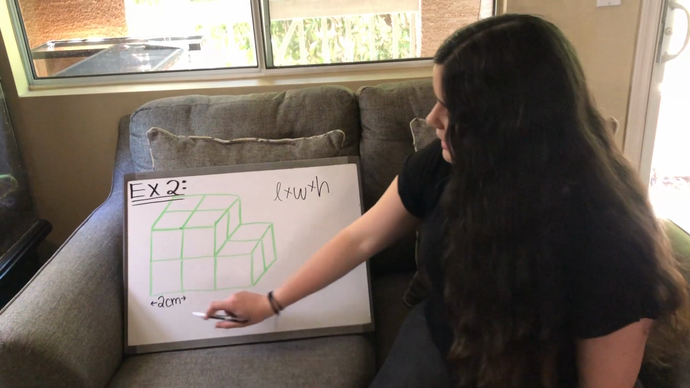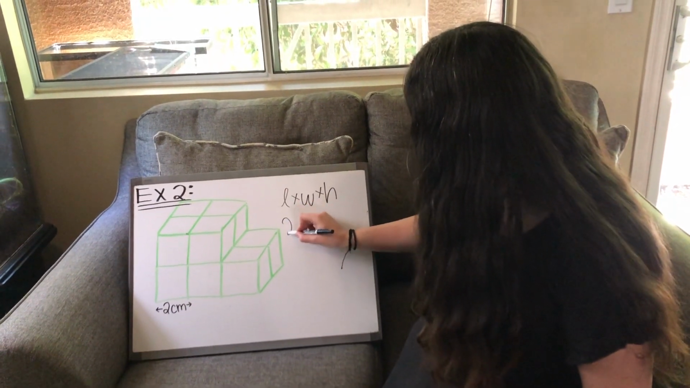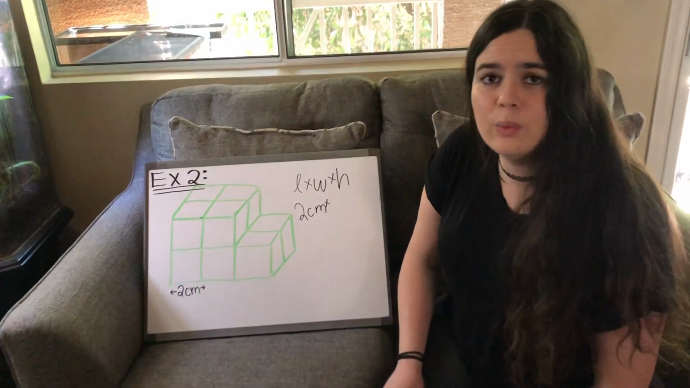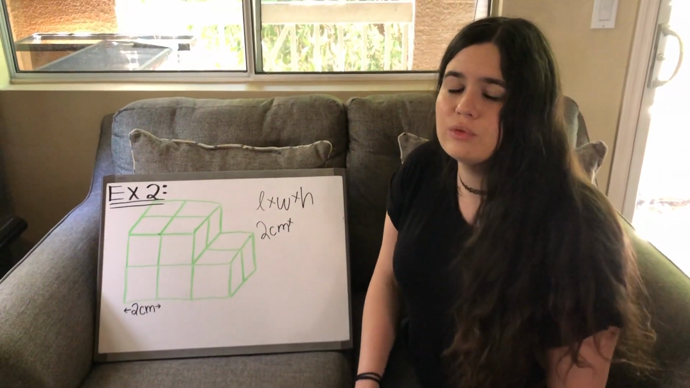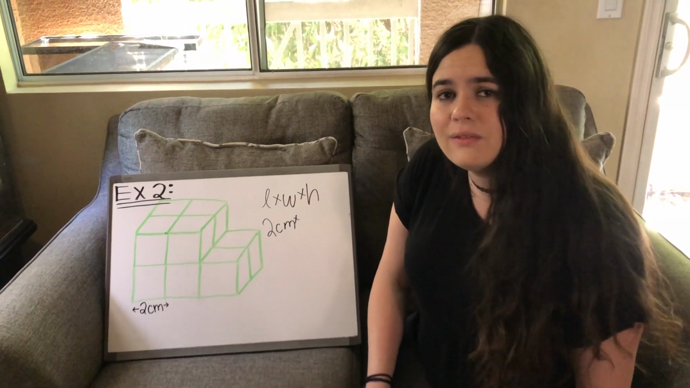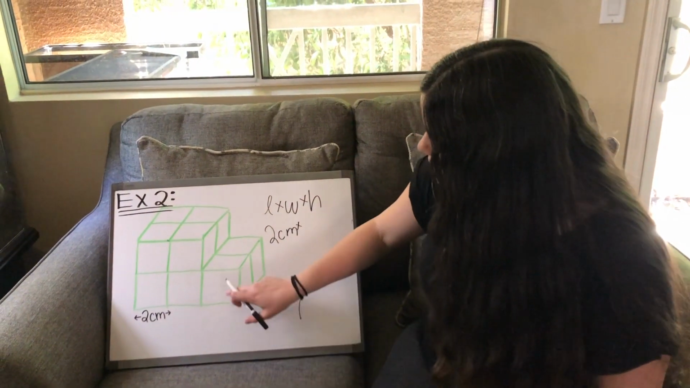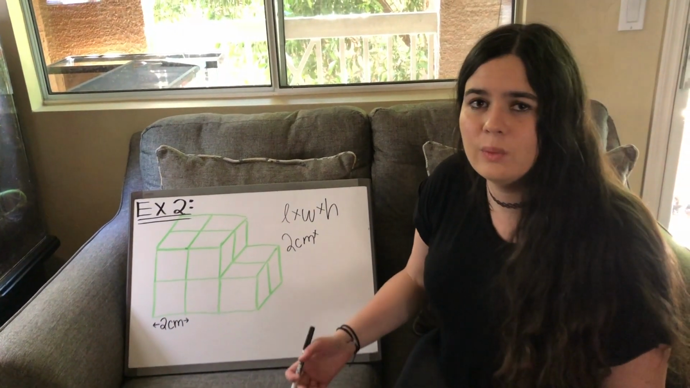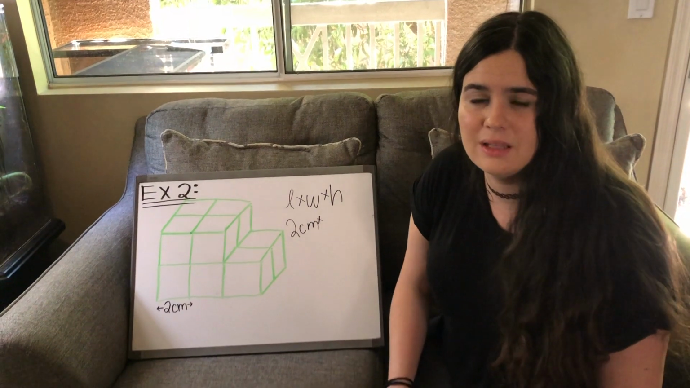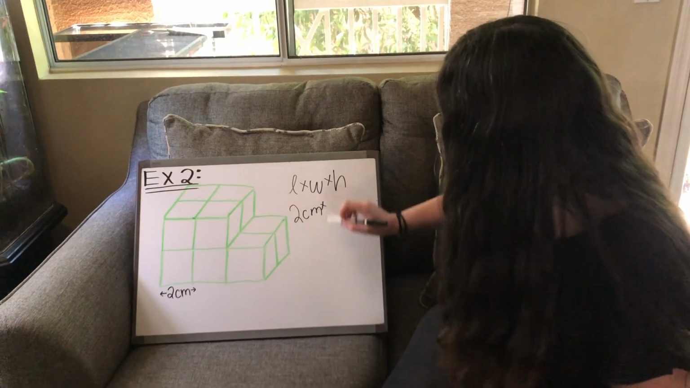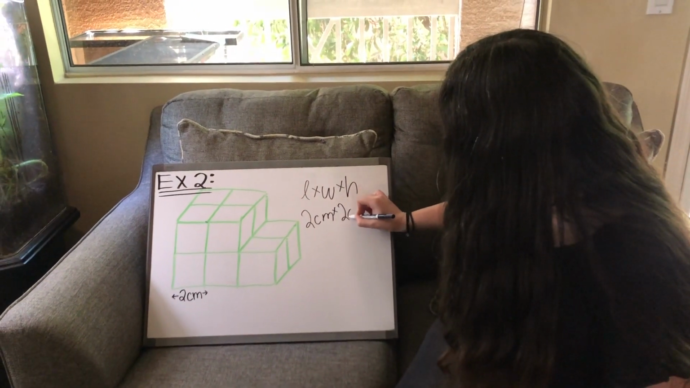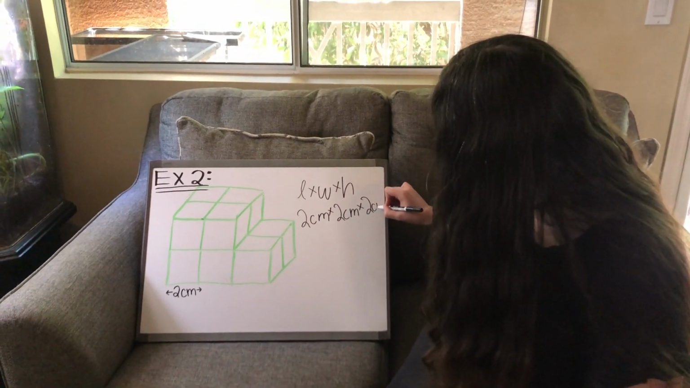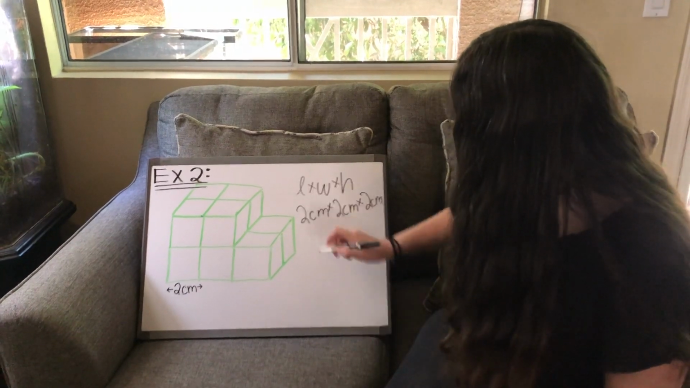So our length is 2 centimeters. We're going to multiply this by the width. Even though they didn't directly tell you what the width is, you can figure it out because you know each of these building blocks is a cube. So the length, the width, and the height are all going to be the same distance. So we know our width is going to be 2 centimeters as well. And our height is also 2 centimeters. So let's multiply this out.